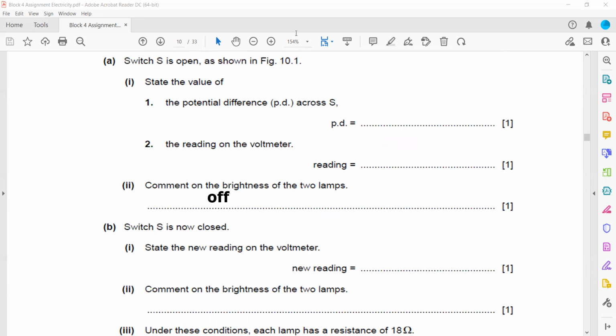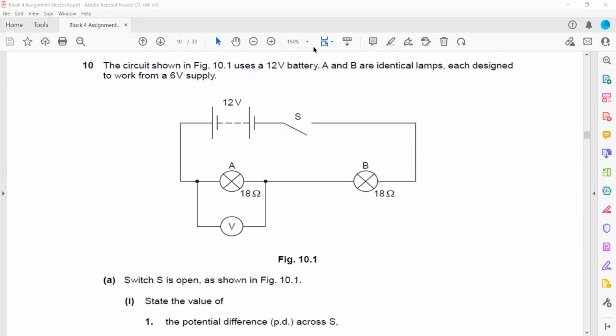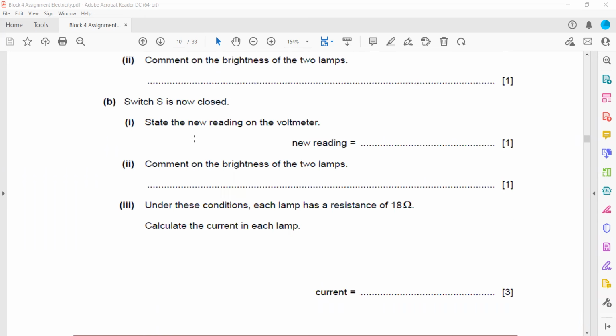Now the switch is closed. Closed switch means it is connected. So when we say a switch is closed, it means the switch is connected. But if we say the switch is open, it means it is not connected. Now state the new reading on the voltmeter.